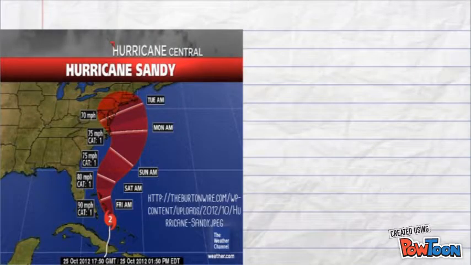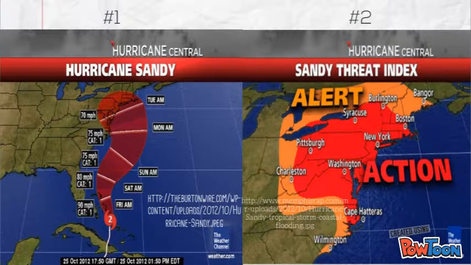This picture shows the path and magnitude of Hurricane Sandy as it heads for the East Coast. This next image shows the most likely affected areas, with the greatest threat being storm surges along the coast.